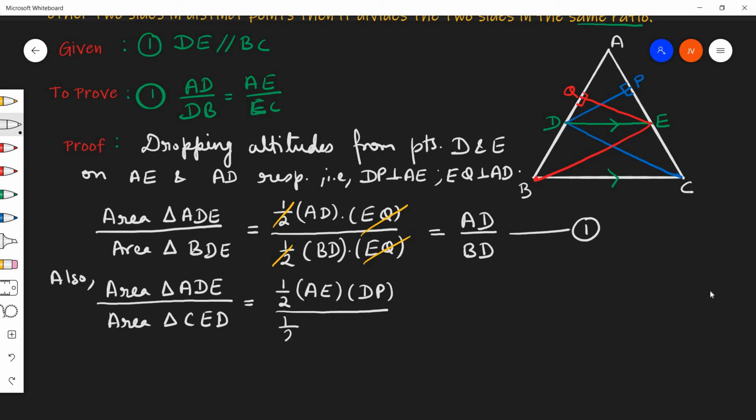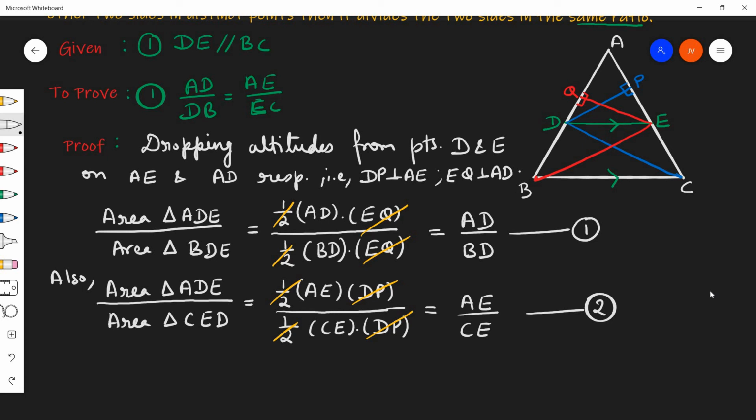So the area of triangle CED is half of base. The base we will take as CE, into external height. The external height for obtuse triangle CED is DP. Then the like terms will cancel. Now we have area of ADE divided by area of CED as AE divided by CE, and let us call this equation 2. Now for equations 1 and 2, we want the right side part, that is AD by BD equal to AE by CE.